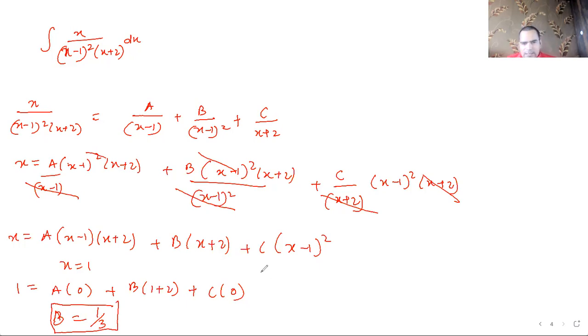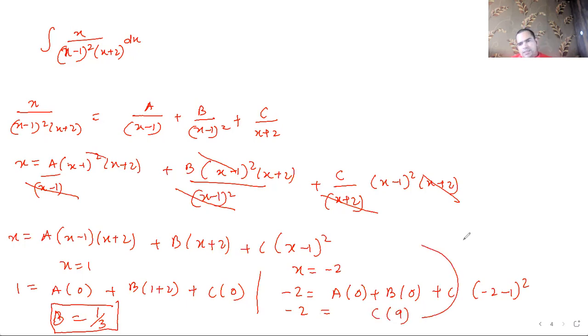Similarly, now let us take one of the other brackets as 0. If I take x as -2 on both sides, you get -2 equals a times 0 plus b times 0 plus c times -2 minus 1 the whole square. So you get -2 equals c times 9. So c that you get is actually -2 over 9.